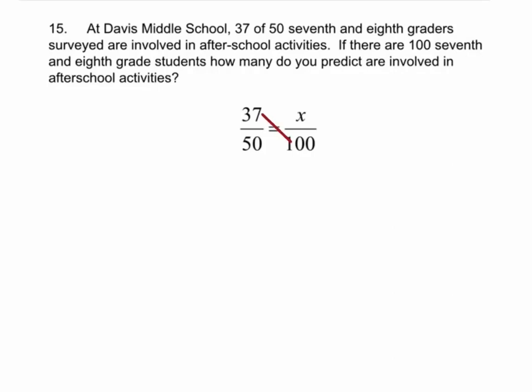Cross multiply. So that means 37 times 100 equals 50x. Let me make the times symbol a circle. Oh, come on, don't do that to me. Okay, so, and then solve. I'm not done. I have one more step. I'm going to pause here and call this part 1.